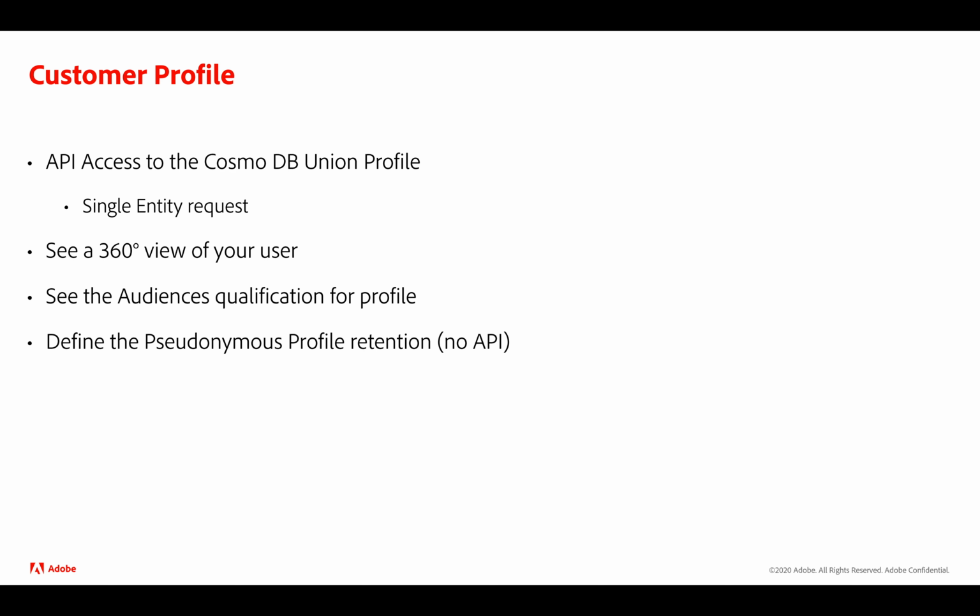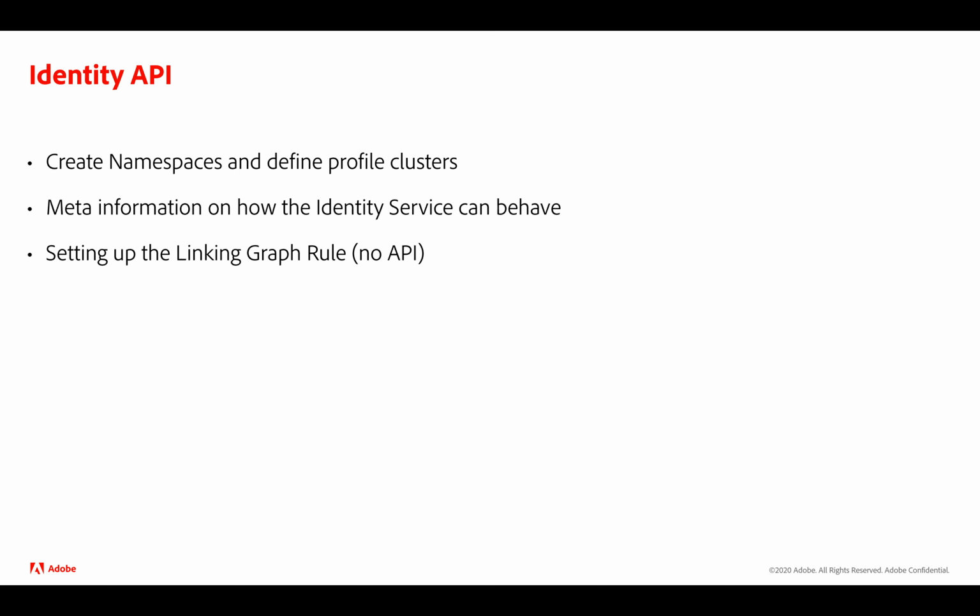The customer profile is the API access to the CosmosDB union profile, so UPS. So you can do a single entity request there. You can see the 360-degree view of your users, see which audiences this profile is qualified for, and you can also define some pseudonymous profile retention. There is no API for that, so we'll need to use the UI, and I will go into more detail about that when we go into that chapter.